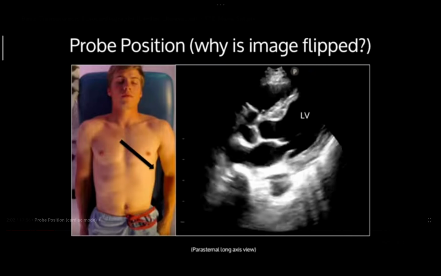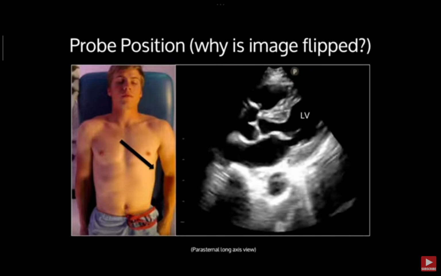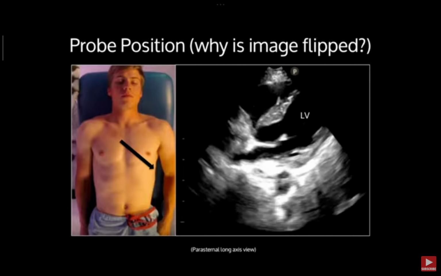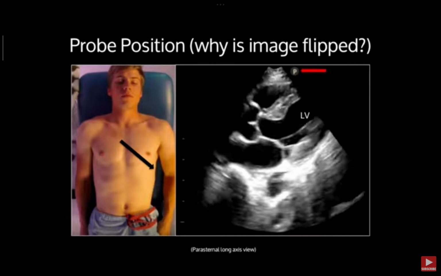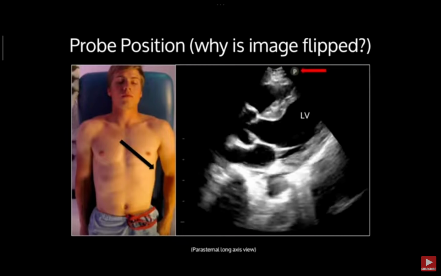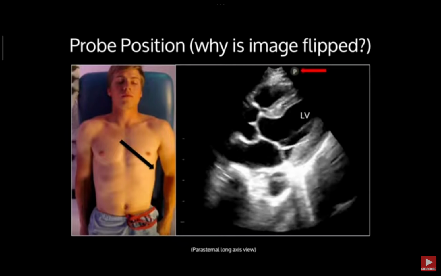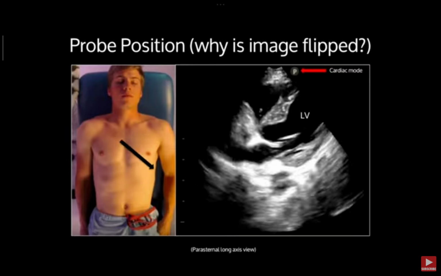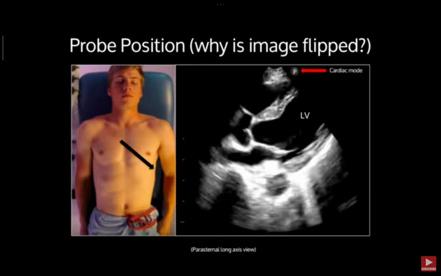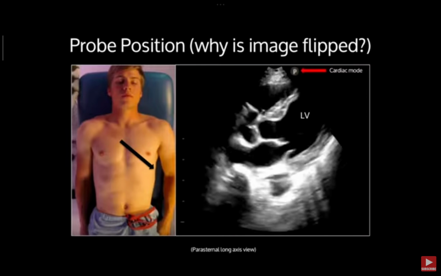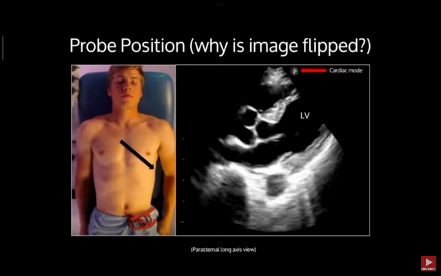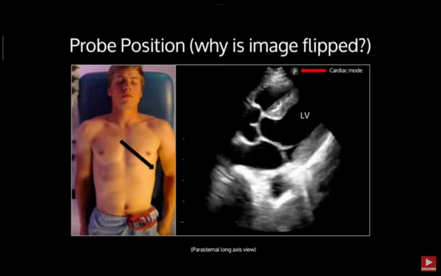So here the image looks different. It is actually flipped. Remember when I said that the LV should be on the left of the screen? Well, here it's on the right. Why is this image flipped? First, see that the indicator on the screen is on the right, which tells you that you are in cardiac mode. Then, see where the probe marker is facing, and in this case, it is facing down to the patient's left hip, the orientation in standard mode, not cardiac mode. Remember, in cardiac mode for parasternal long axis, the probe indicator should point to the right shoulder.